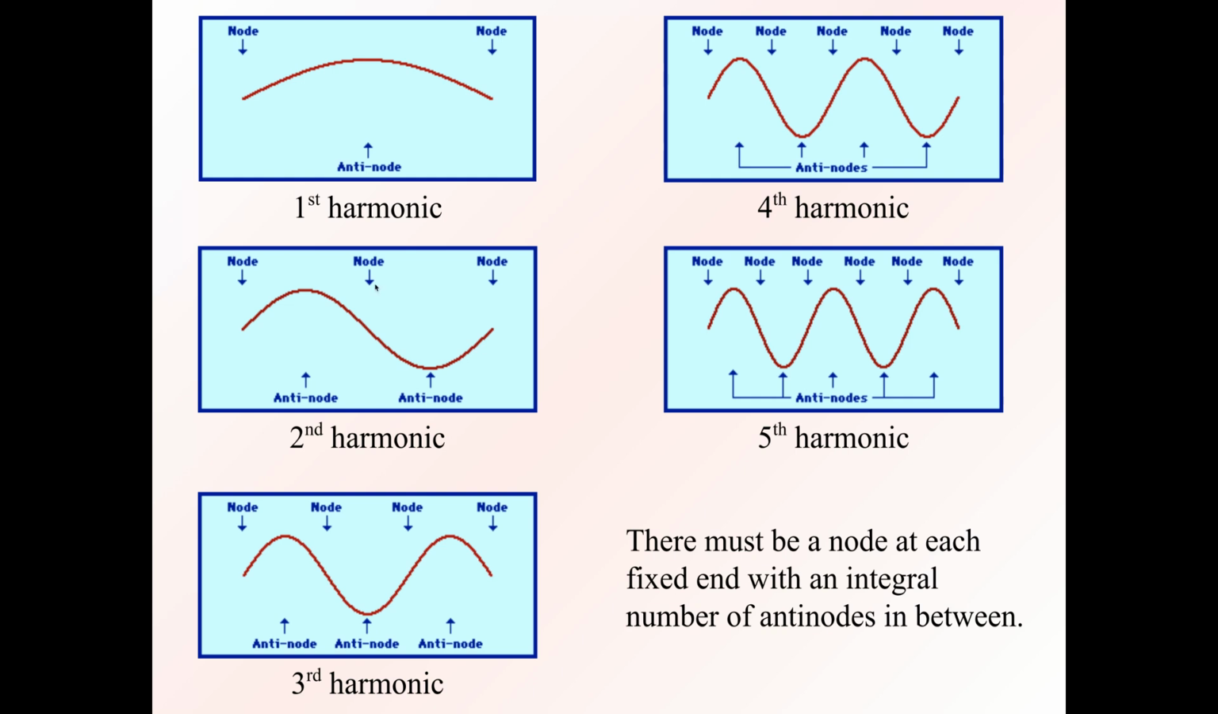So in music, we talk about there being different wavelengths for hearing. The first harmonic has these larger loops. For the second harmonic, the wavelength is basically cut in half, and so on. Like in the fifth harmonic, we're going to have 5 antinodes. So there must be a node at each fixed end with an integral number of antinodes in between.